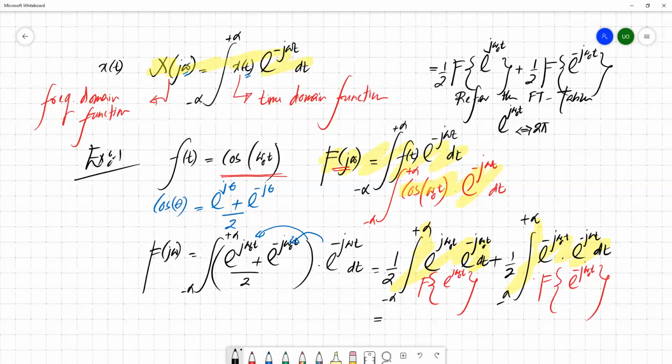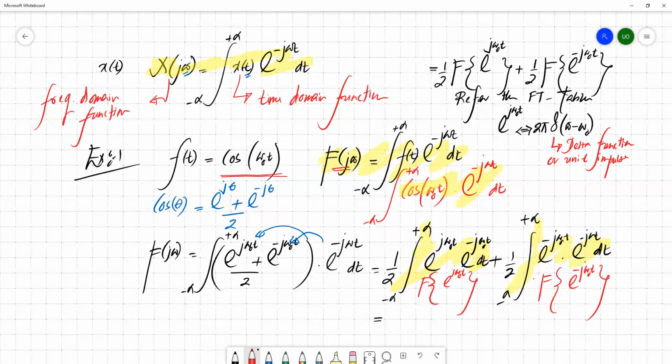So this is the Fourier transform, delta function omega minus omega naught. Okay, so this is a delta function. This is a delta function, or this unit impulse. Unit impulse.